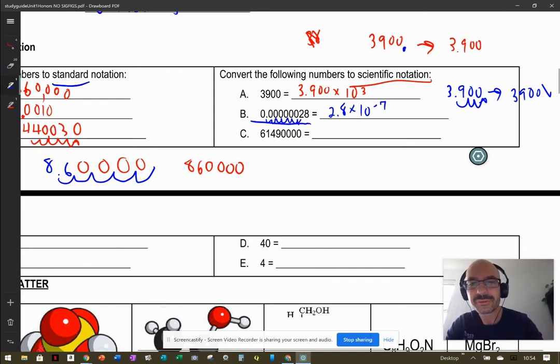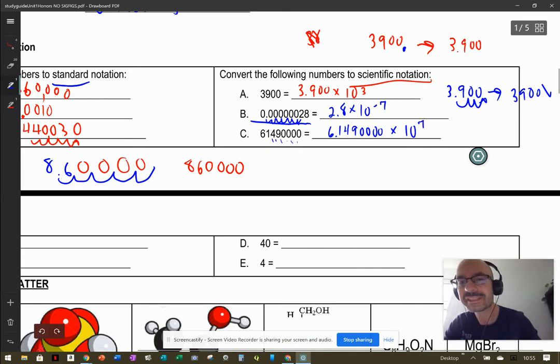For this one here, we're going to have to make that big number a number between 1 and 10. So I'm going to take 6.149 followed by 4 zeros if you want, times 10 to the 1, 2, 3, 4, 5, 6, 7 times 10 to the 7th.